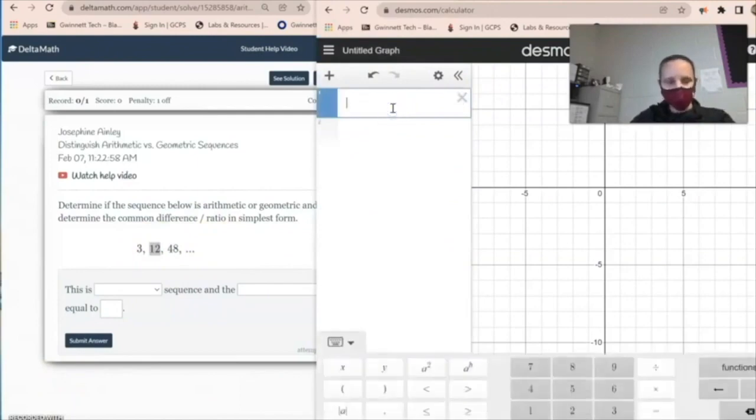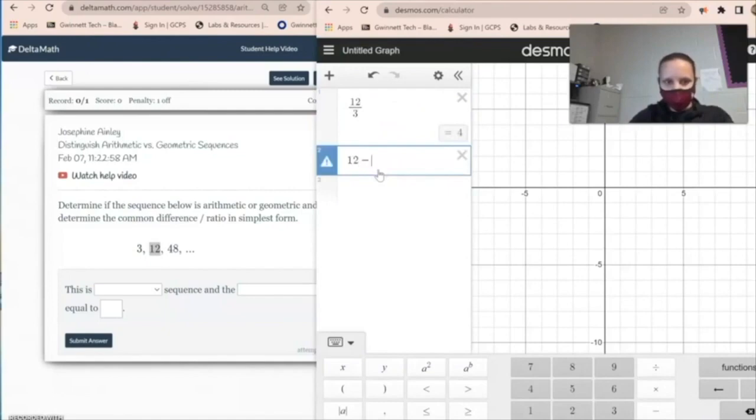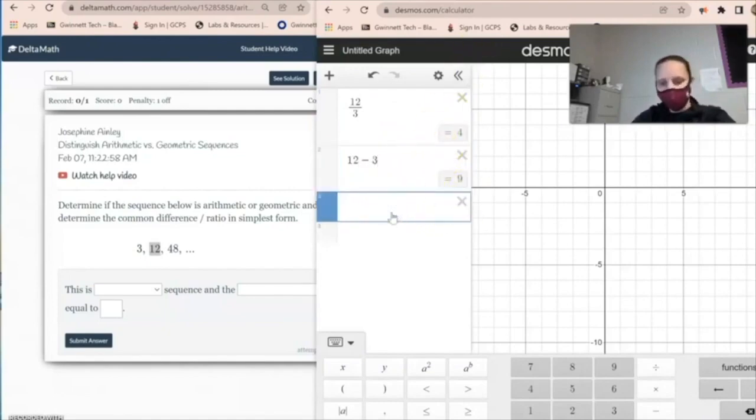All right, so 12 divided by, so second number divided by the first. And then the second number subtract from the first. So it could either be multiplying by 4 or adding 9, one of the two. So let's check. If I do 3 times 4, I get 12. If I do times 4 again, do I get 48? I do.